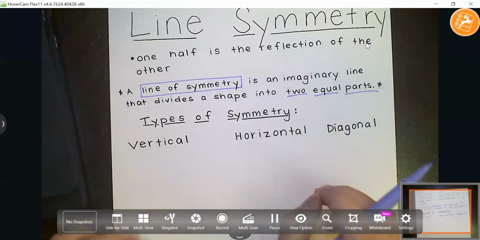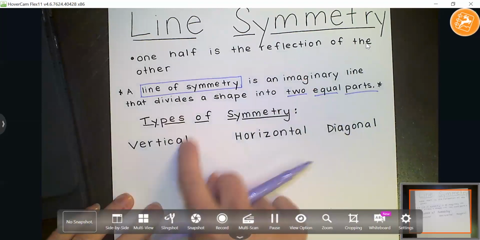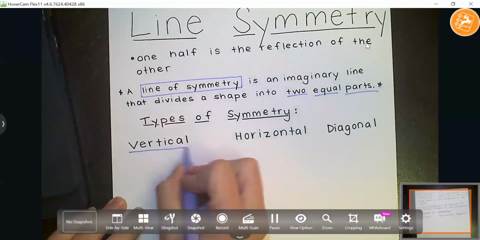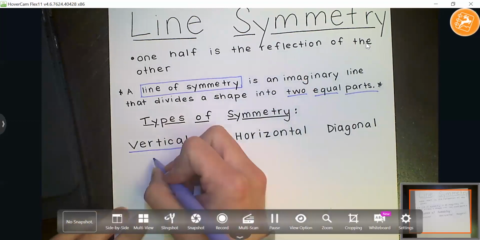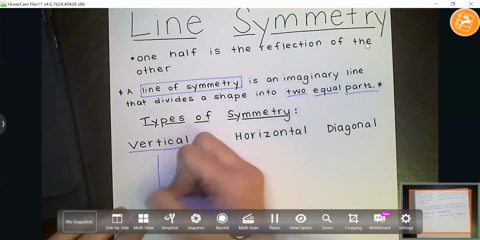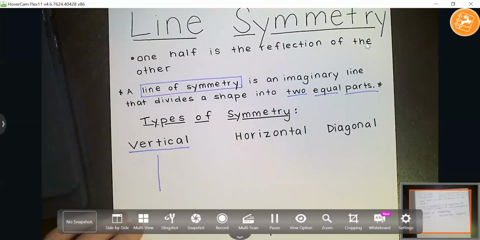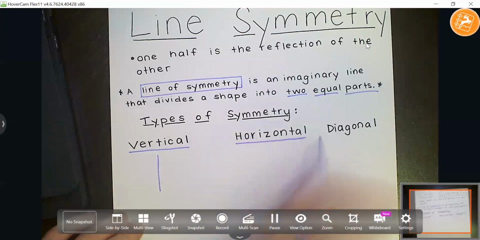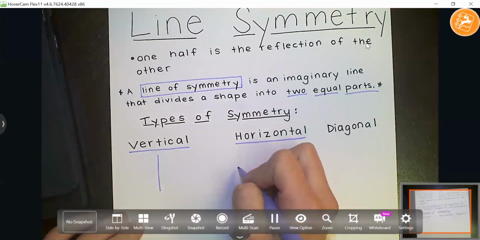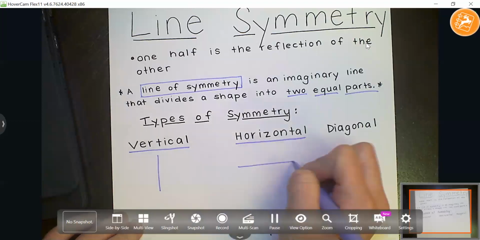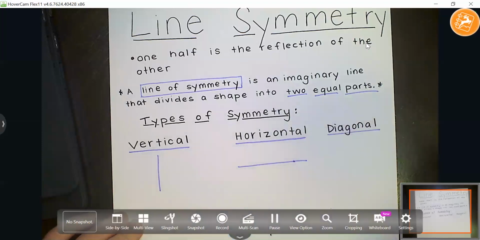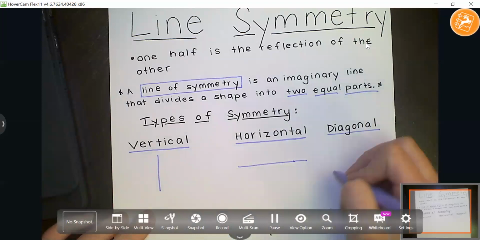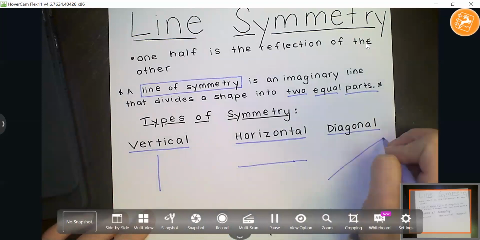All right, so there are three different types of symmetry. You can have a vertical line of symmetry, which is when you split the shape in half like this. You can have a horizontal line of symmetry, which is when you take the shape and cut it in half this way. Or you can have diagonal symmetry, which is when you cut the shape in half like this.